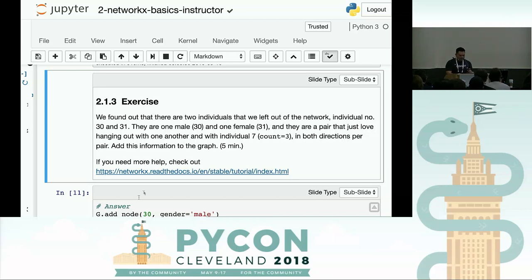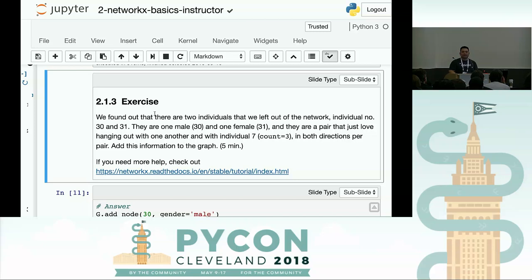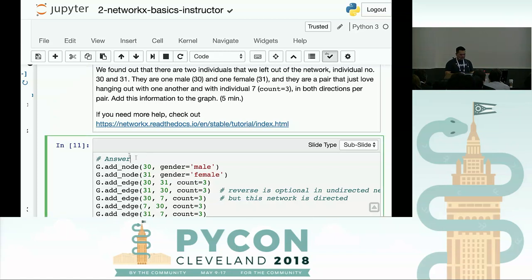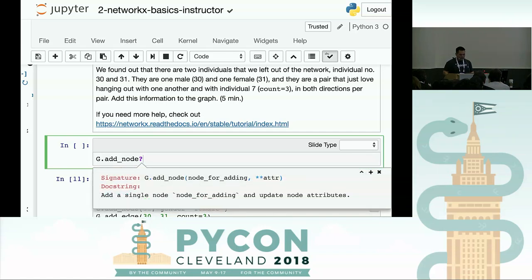And if you need more help, there should be a link to the docs. But the internet is slow, so let's not worry about that for the time being. Yes, that's right. G.node, add node, question mark, and that will show up. So you do the question mark and then shift tab.